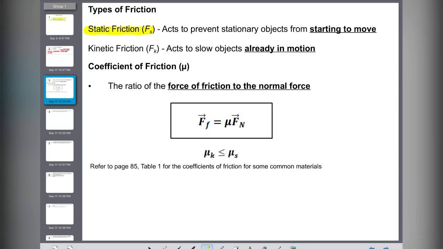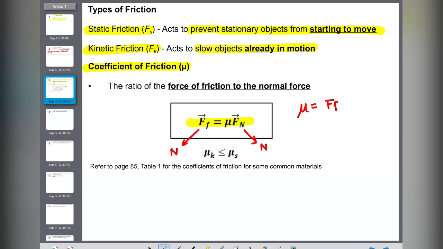Okay, two types of friction. Static friction is when something is not moving yet, stationary, and friction is preventing it from starting to move. Kinetic friction, Fk, is when something is already moving but friction slows it down, so it's opposing the motion. And we use this symbol mu, this little u looking thing with a long tail. We call it the coefficient of friction. The equation for friction is Ff equals mu Fn. Ff is the force of friction, measured in newtons, and Fn is the normal force, also measured in newtons.